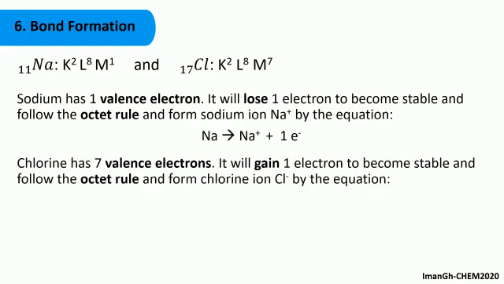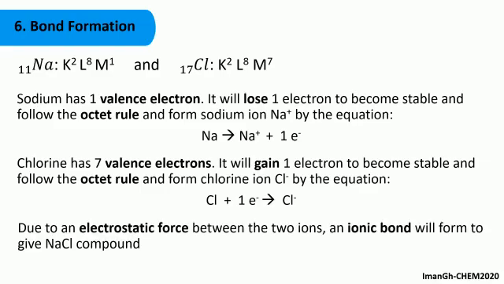On the other hand, chlorine has 7 valence electrons. It will gain 1 electron to become stable and follow the Octet rule. So it will form chlorine ion that has the symbol Cl-. The ionization equation is Cl plus 1 electron gives Cl-. Then finally, you have to write, due to an electrostatic force between the 2 ions, an ionic bond will form to give a NaCl compound. These steps should be always followed when you are asked to explain the bond formation between 2 ions.